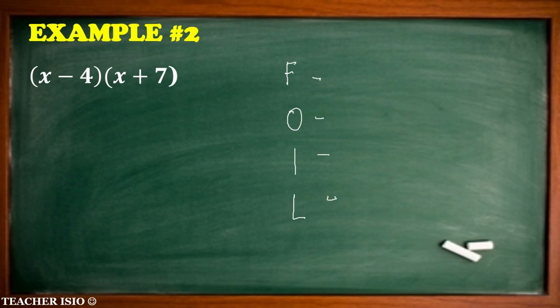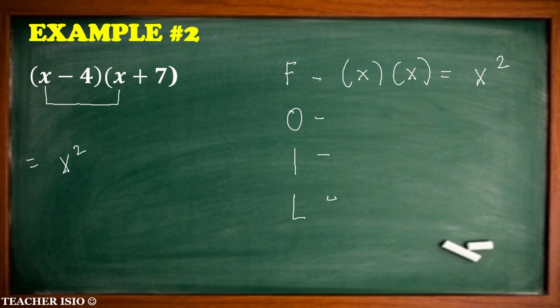So, let's have first the first term. Ito si x at yung isa pang x. So, we have x times x. Again, x times x, we have x squared. So, just write x squared here.